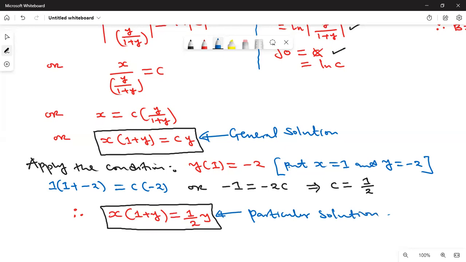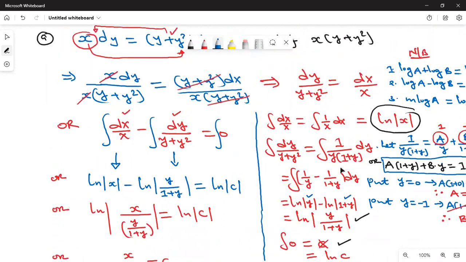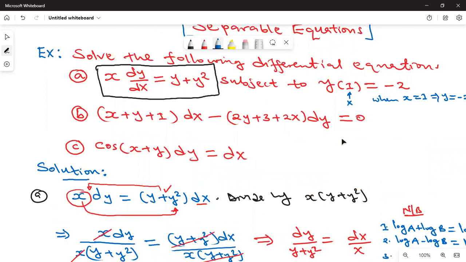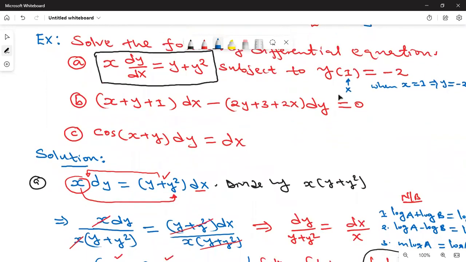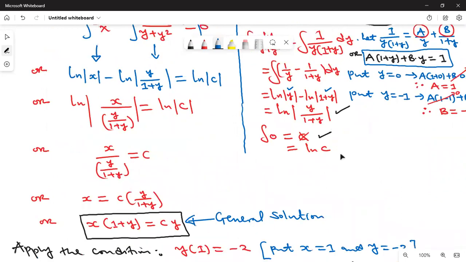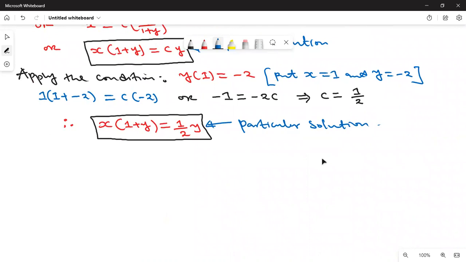So now I have explained what we mean by general solution and particular solution. Now let's find the solution of equation B. I'll take you up to where we have the equation in part B. It is x plus y plus 1 dx minus 2y plus 3 plus 2x dy is equal to 0. So I'm going to write that. Part B.